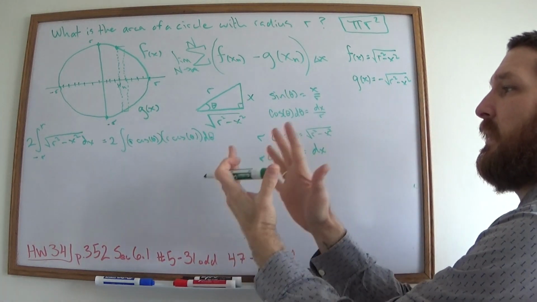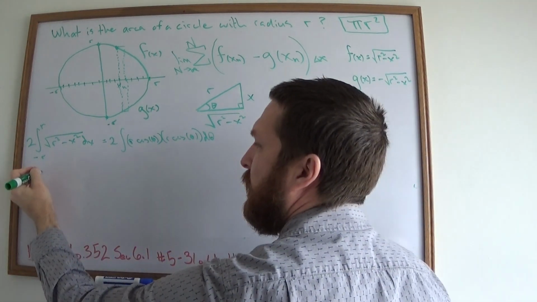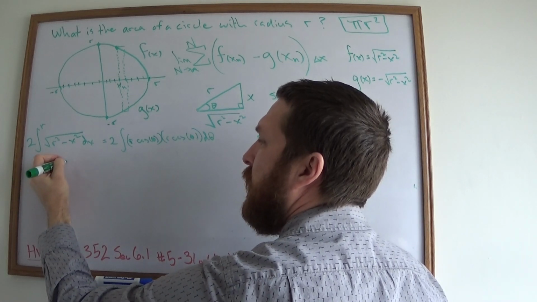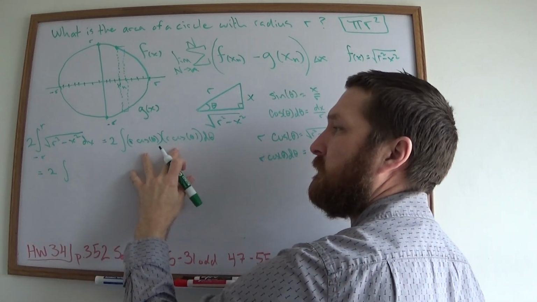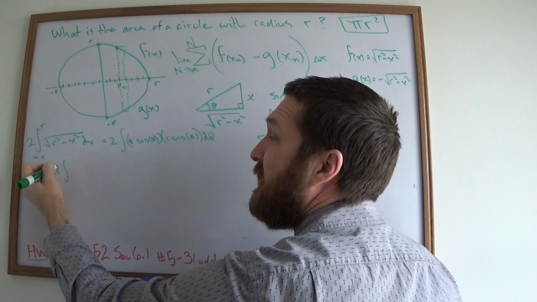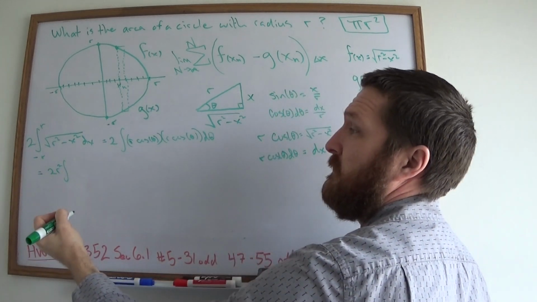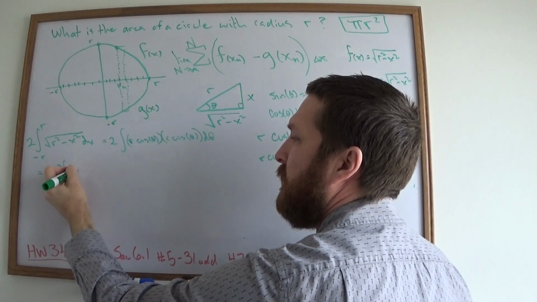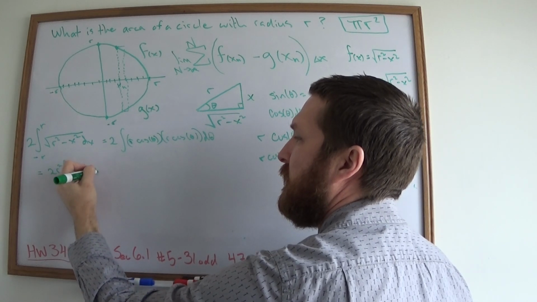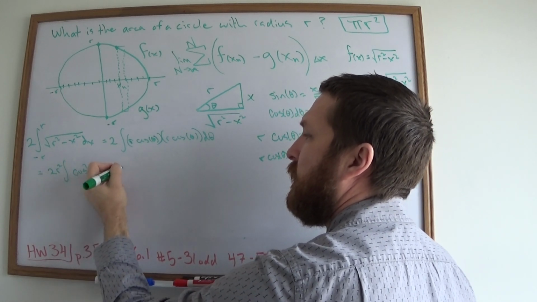Now let's go ahead and combine everybody. R squared cosine, so 2r squared, you can pull that out, because in terms of theta, it's a constant, right? So we're not going to worry about it. Then what's left is cosine squared theta d theta, and what do you want to do with that?